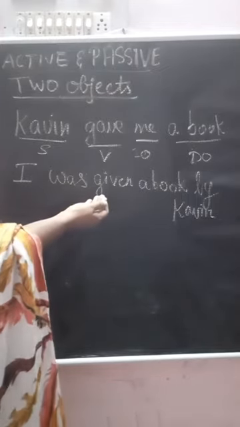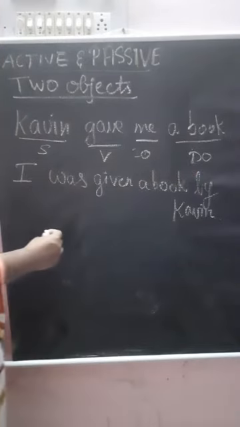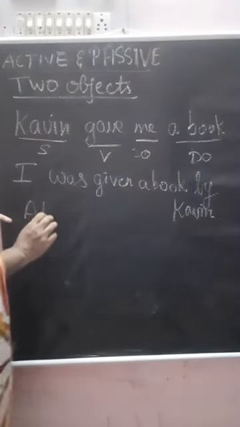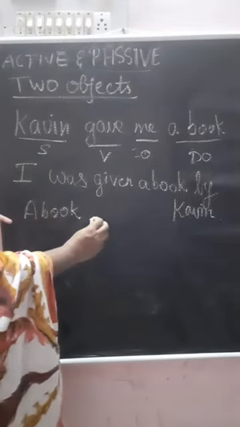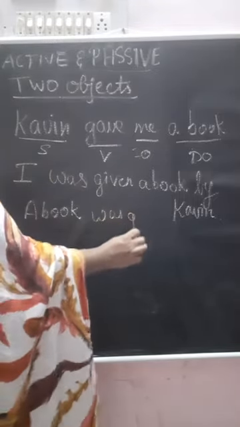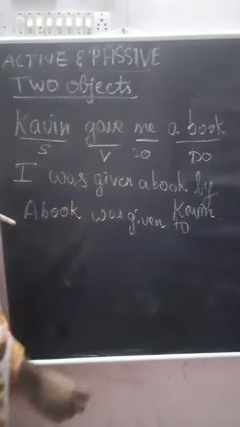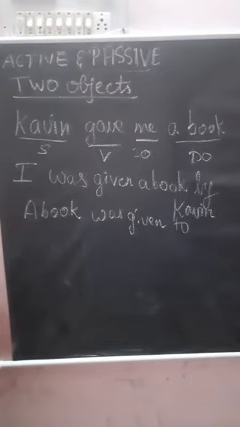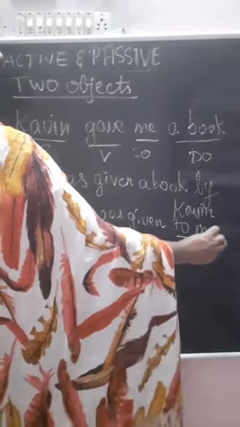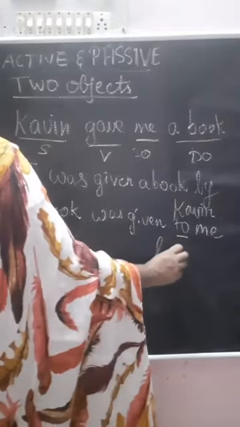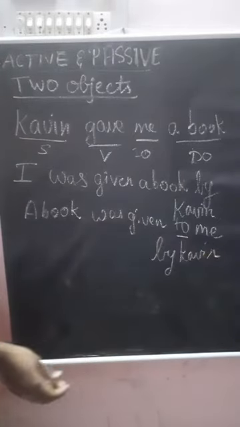The same sentence can be changed the other way. That is, the book can serve as the subject. A book, verb the same. A book was given to me. What are we introducing here? Given to, the preposition to introduce the other object. To me by Kavin. I hope it is easy.